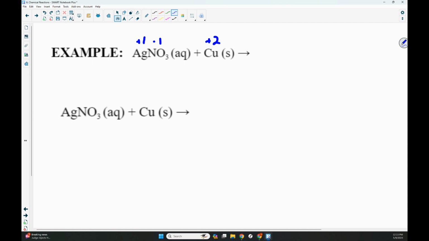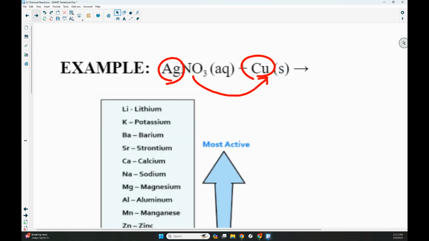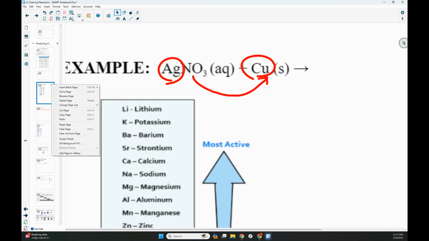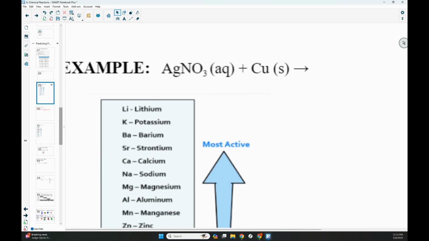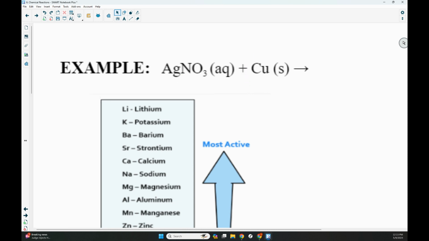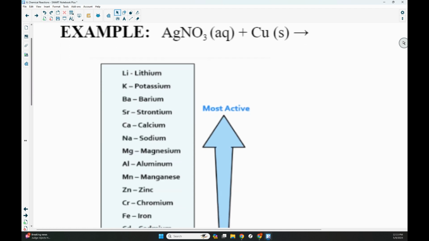Now, the first question we have to ask ourselves, and we haven't done this yet, is we're going to ask, will a reaction happen at all? Is there going to be any change, or is the copper just going to sit there in the silver nitrate and do nothing? That is a possibility. The way we answer that question is to look at something on the back of your periodic table called the metal reactivity table. You'll sometimes see this called the activity series. So flip your periodic table over if you haven't already done that. And look for the column labeled metal reactivity.